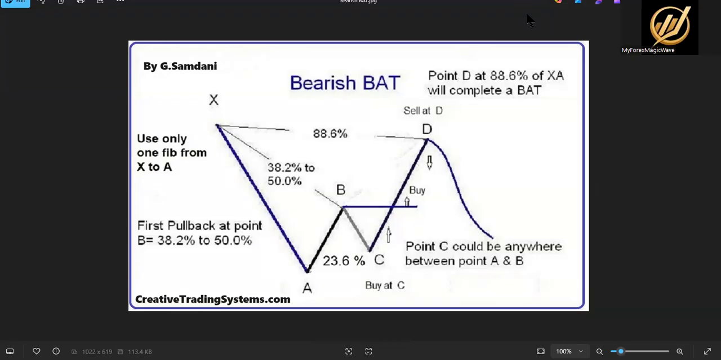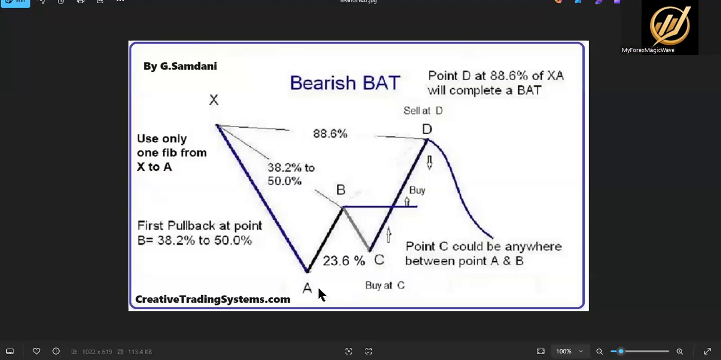So let's get started. But let me show you something first. This is called a harmonic pattern, a bat pattern, right? And it has a specific calculation. All of these patterns have a specific calculation. So this bat pattern has a calculation of, let's say, for example, you have a main move that we are going to measure and draw the fib on from X to A.